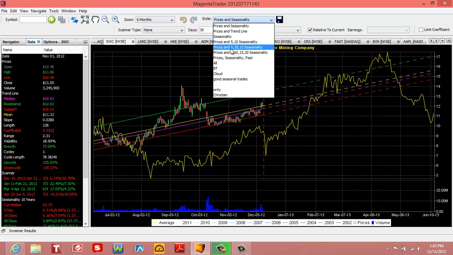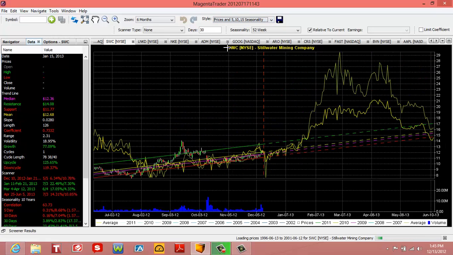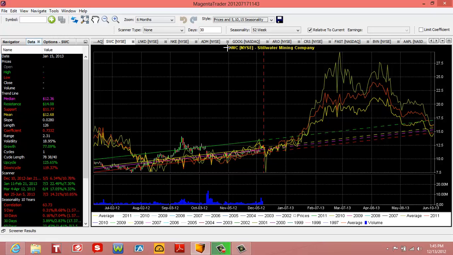comparing. For example, by default, when you're in prices and seasonality or you're in the seasonality button, it's going to show you 10 years. Now, if this stock has more than 10 years, for example, prices and seasonality for the last 15, it's going to show me 3 lines. It's going to show me a 5-year line, a 10-year line, and a 15-year line. Okay, and you can see overall, you could compare how the seasonality over the last 5 years differs from the average of the last 10 years to the average of the 15.